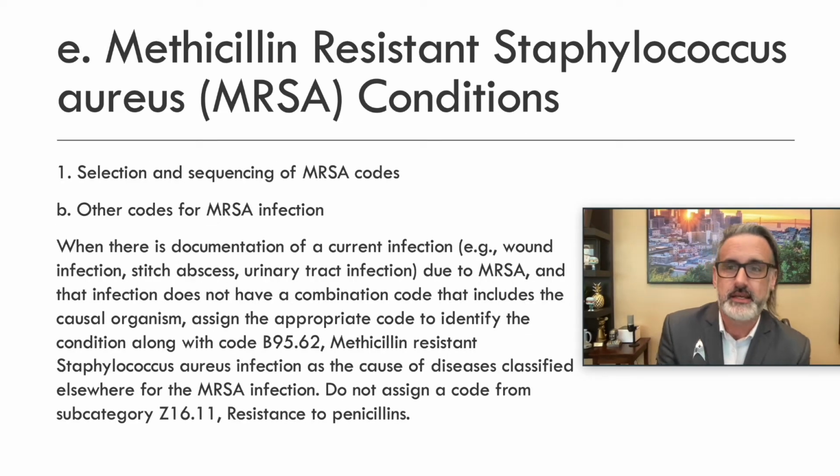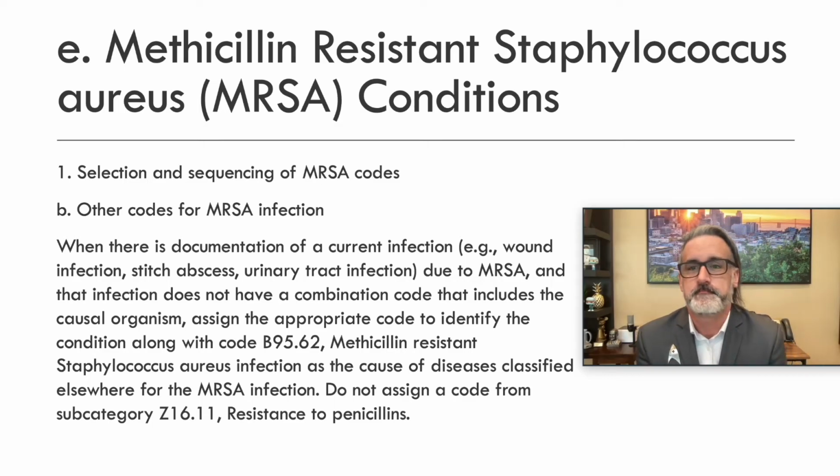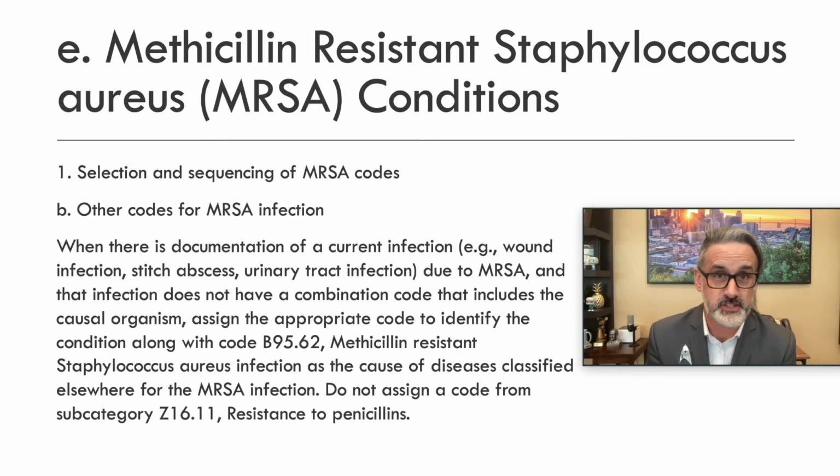And then 1B, other codes for MRSA infection. When there is a documentation of a current infection, such as a wound infection, stitch abscess, or UTI, urinary tract infection, due to MRSA, and that infection does not have a combination code that includes the causal organism, assign the appropriate code to identify the condition along with code B95.62, MRSA infection as a cause of disease classified elsewhere, for the MRSA infection. Do not assign a code from subcategory Z16.11, resistance to penicillins.